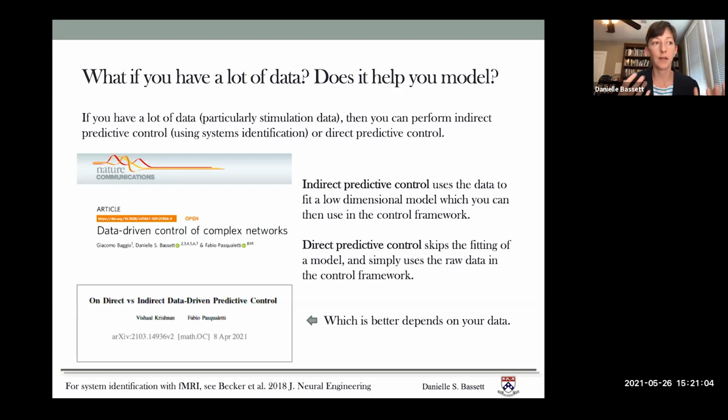If you're trying to figure out which of these approaches makes most sense for you and for the data that you have available to you, there's a very nice perspective piece from Krishnan and Pasqualetti on arXiv now, and I believe it's in revision somewhere, where they provide some rules of thumb for which of these approaches might be best given particular scenarios of your data.